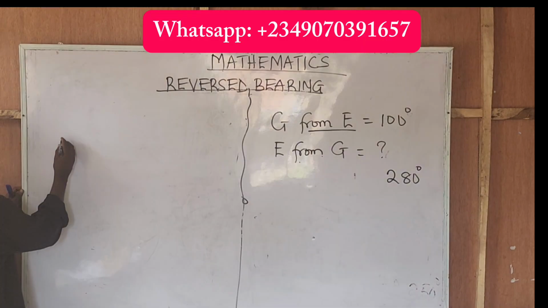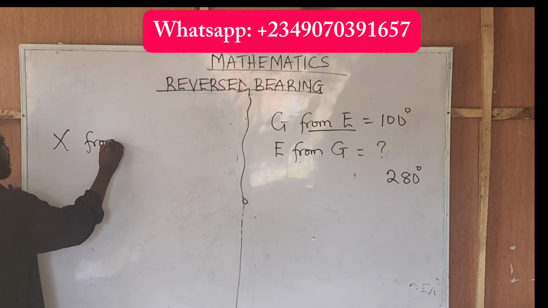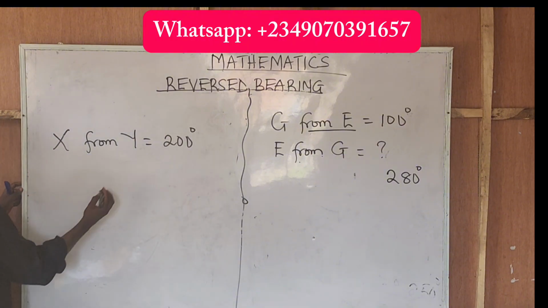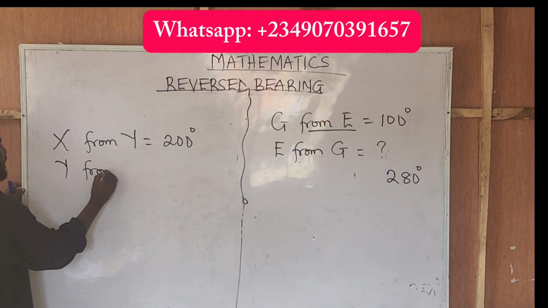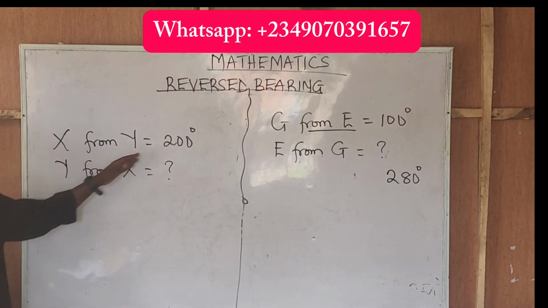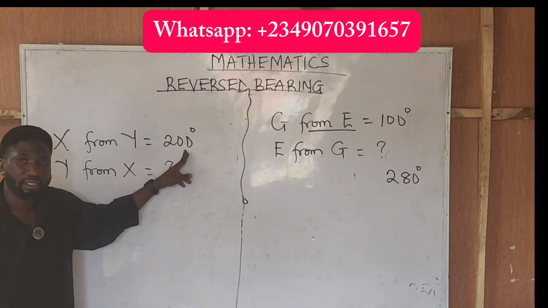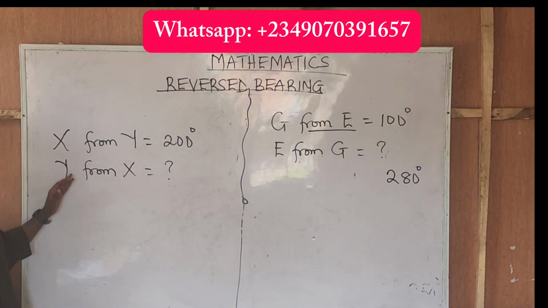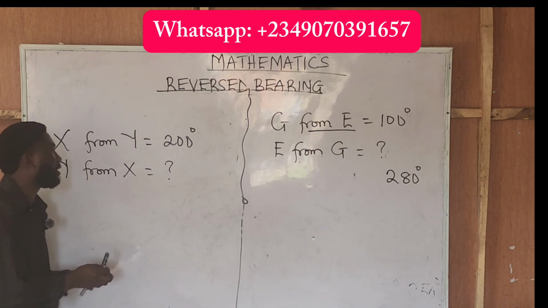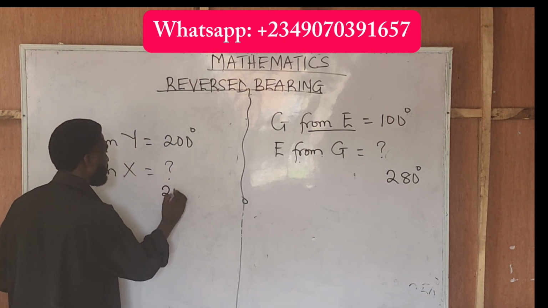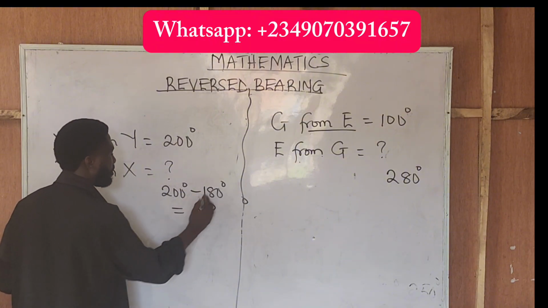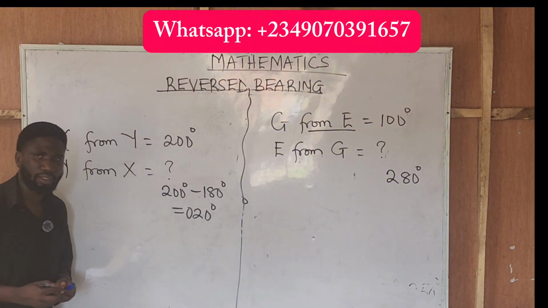Here's what I mean. If the bearing of X from Y is 200 degrees, what will be the bearing of Y from X? The given bearing here is greater than 180 degrees. So to get the bearing of Y from X, you are going to remove 180 from 200, and that will give us 20 degrees. That is 200 degrees minus 180 degrees, which gives us 20 degrees. So I'm going to have 020 degrees. Do you understand now?